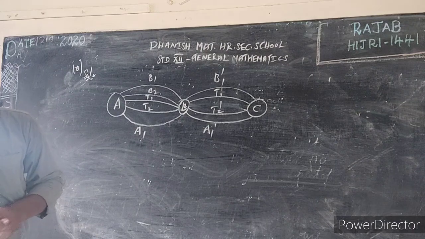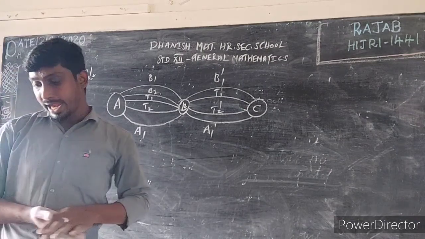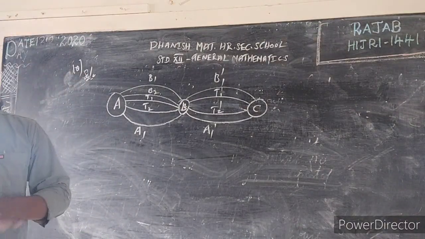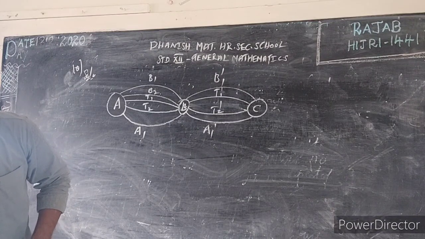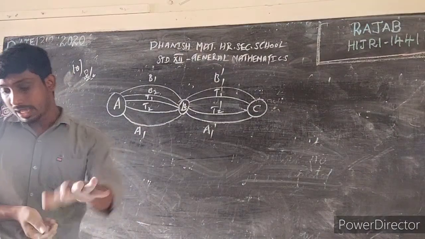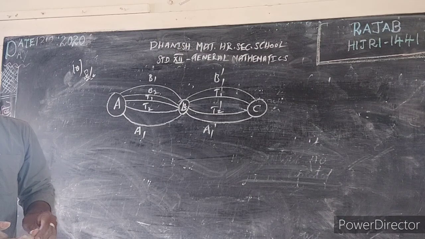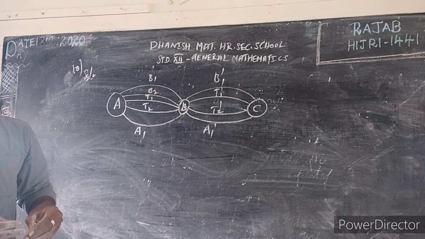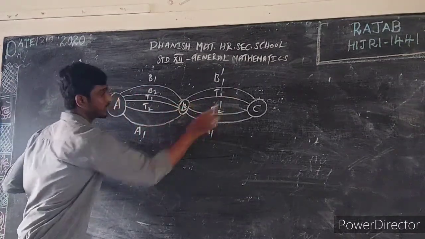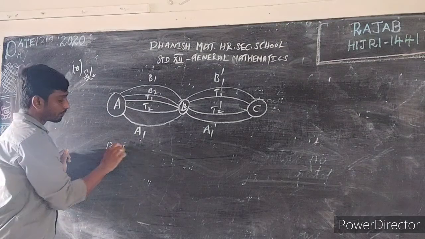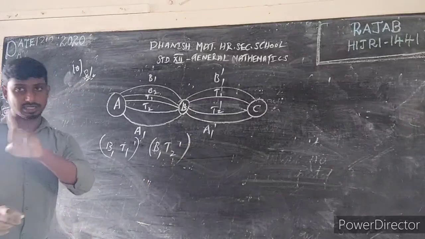So find the number of routes of commuting from place A to C via place B without using similar mode of transportation. Just you are writing like this. B1, T1 dash. Without the similar mode, B1 will go into two ways here. So write like this: B1 T1 dash, B1 T2 dash. First condition will be over here.